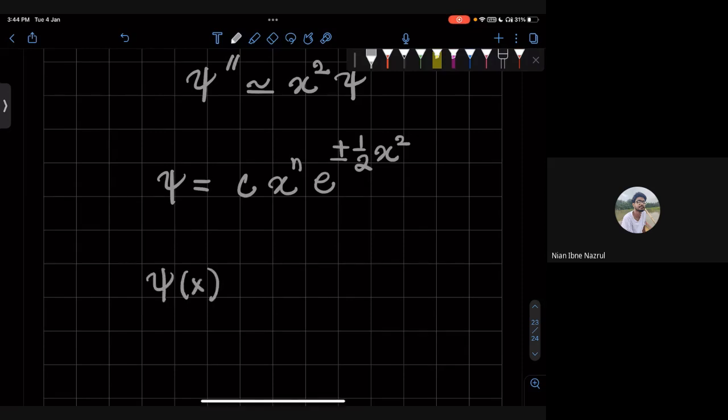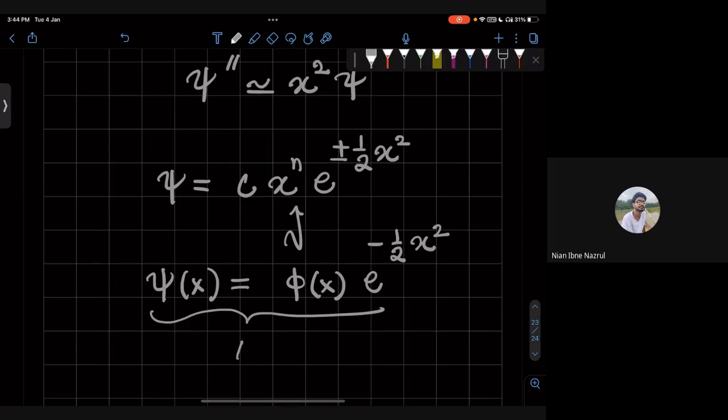So the exact solution, we can say, will have some form like this. There'll be a psi of x, and there'll be another function phi of x, which at large x will become like this, and then there will be e to the power minus half x squared. Okay, so this is going to be the form of our solution. This is what in the business is known as an ansatz.